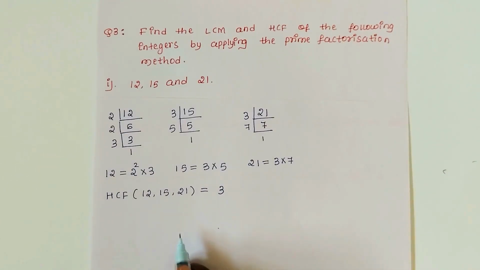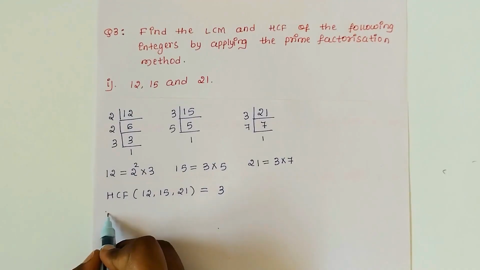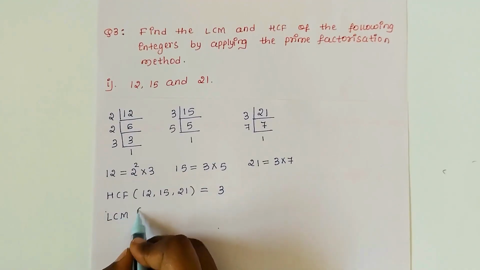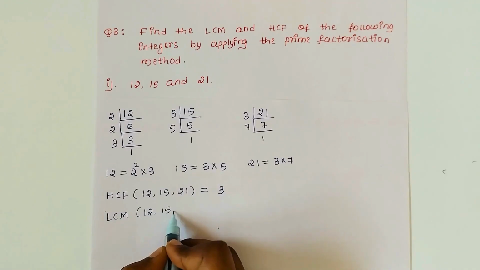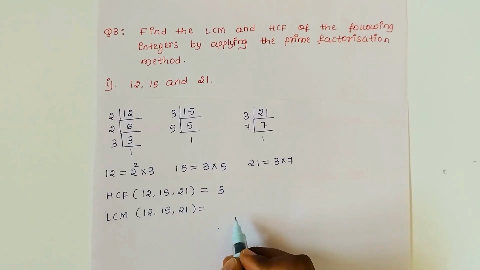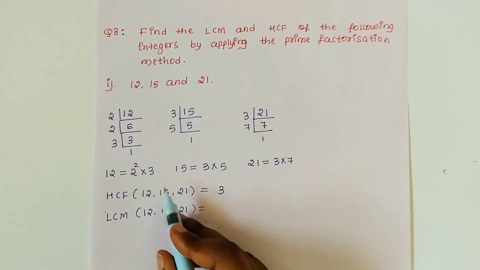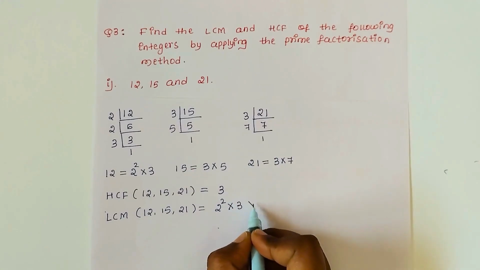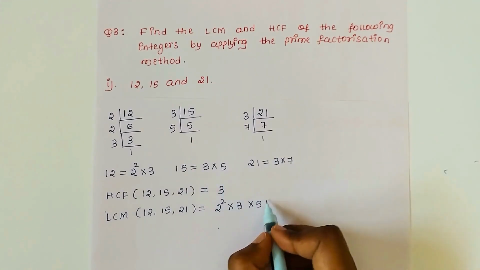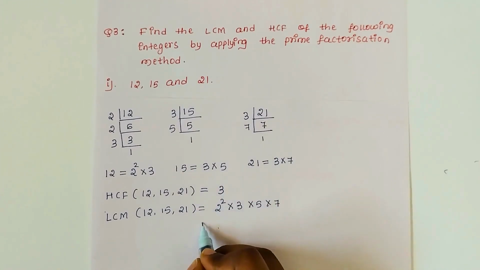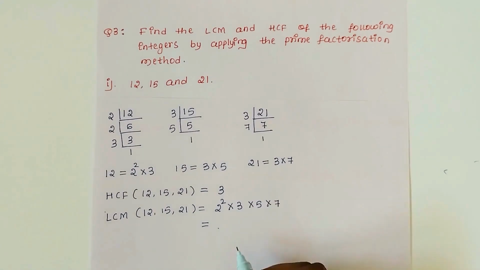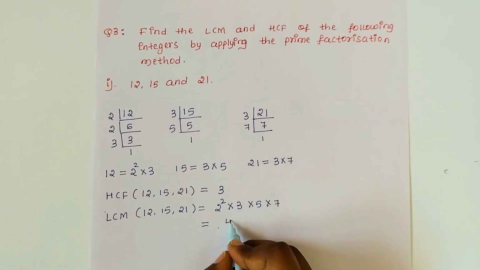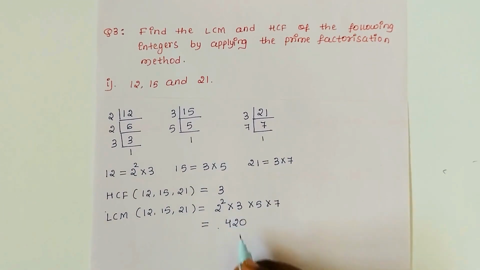So HCF of the integers 12, 15 and 21 is 3. Next, LCM. LCM of the three integers is the product of all the prime factors and their greatest power. See, 2 to the power 2, 3, 5 and 7. If I multiply all these prime numbers, I'll get 420.